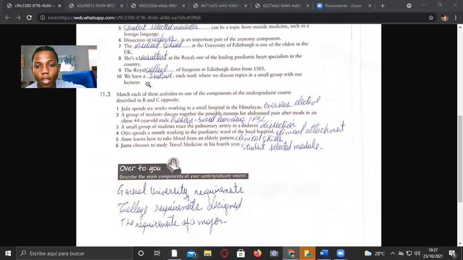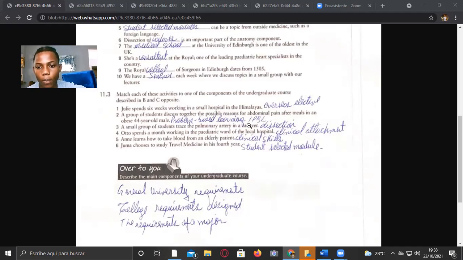We have a seminar each week where we discuss topics in a small group with our lecturer. Match each of these activities to one of the components of the undergraduate course described in B and C opposite. Julie spent 6 weeks working in a small hospital in the Himalayas, overseas selected. A group of students discussed together the possible reasons for abdominal pain after meals in a 44 year old man.